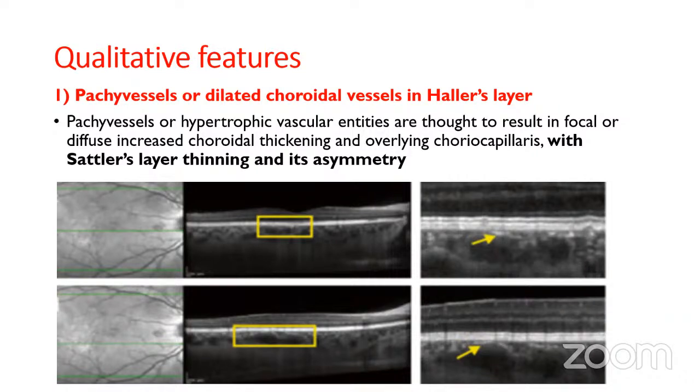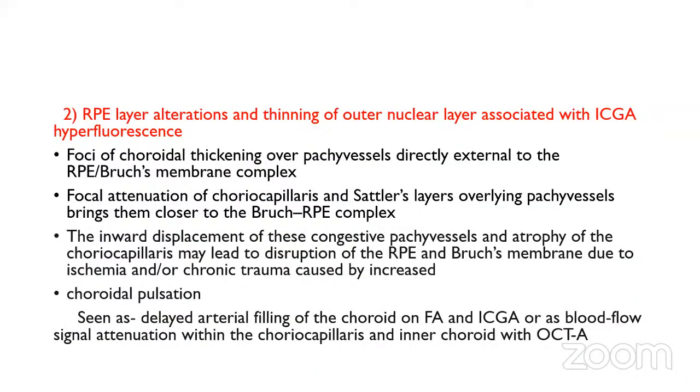The pachy vessels or hypertrophic vascular entities are thought to result in focal or diffuse increased choroidal thickening and overlying choriocapillaris with Sattler's layer thinning and asymmetry. Second qualitative feature is RPE layer alteration and thinning of the outer nuclear layer associated with ICG.